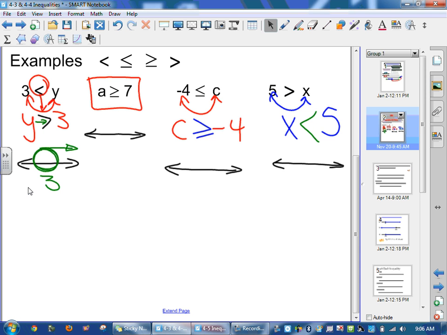Letter A. Am I going to have a black circle or a white circle? The first thing we look at is our inequality sign. That tells me black or white. Which one is it? It's black. Good. Let's draw a black circle or a filled-in shaded circle, whichever you like to call it.